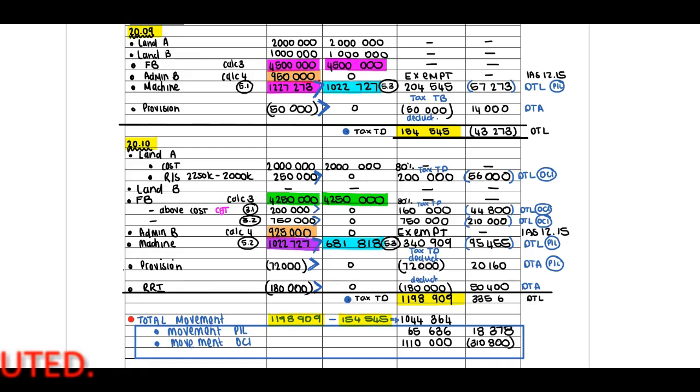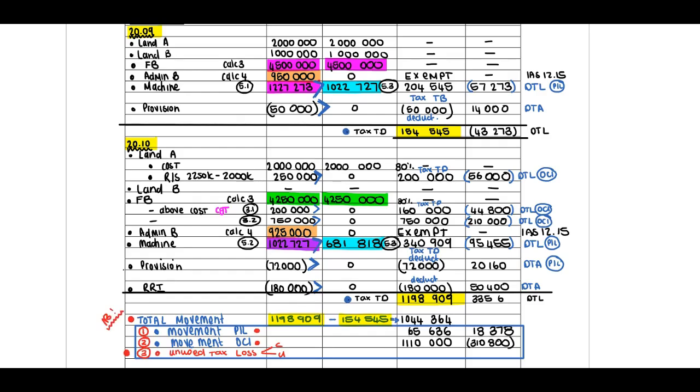Now that total movement, you should be able to divide into the movement relating to your profit and loss, the movement relating to your OCI, and number 3, the movement in terms of your unused tax loss, either being created or utilized. Now we will look at this in our next IAS 12 lecture in detail. But this is the basic principle, and this is one of the most important principles that I identify students struggle with.